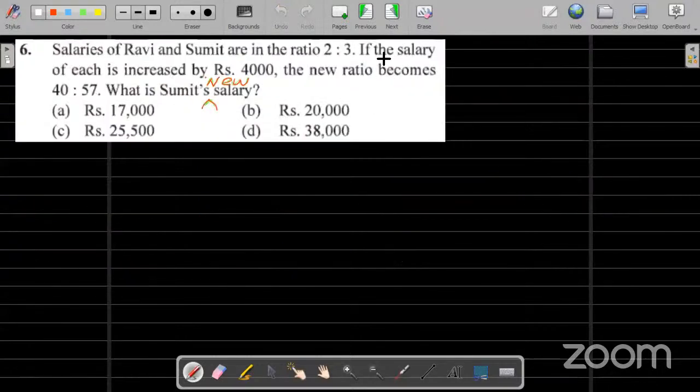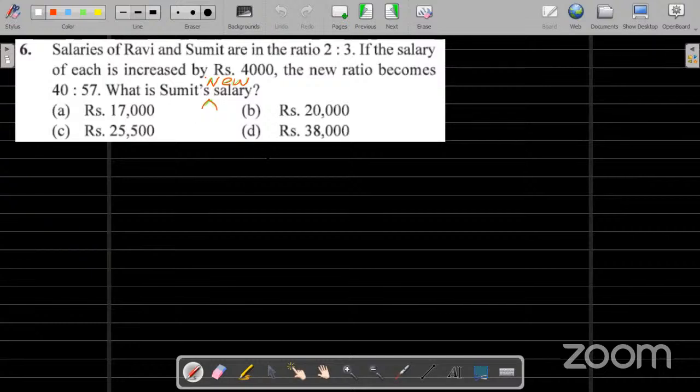Salaries of Ravi and Sumit are in the ratio 2:3. If the salary of each is increased by 4,000, the new ratio becomes 40:57. What is Sumit's new salary? There is a correction in the question. Sumit's salary means the original salary, but there is no option conforming to the original salary. So we need to think of Sumit's new salary.